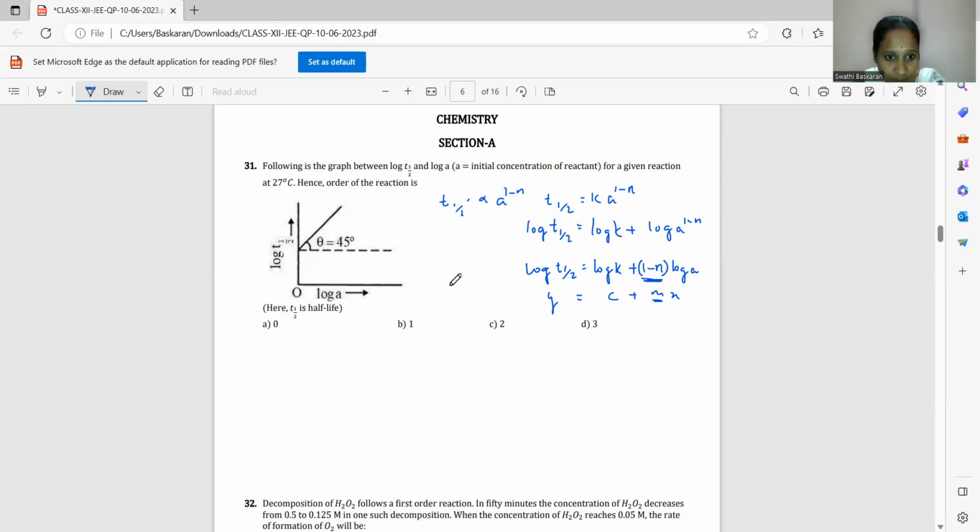And now from the graph, they have given theta, that is, tan theta. So tan 45 from the slope value is tan theta, which is equal to 45 degrees, which is also equal to 1. Now equating the graph value, that is tan 45 is equal to 1, and similarly from the formula it is 1 minus n. When we equate these two, that is 1 minus n is equal to 1, n will become 0. So hence the order of the reaction is 0 order. So option A is correct.